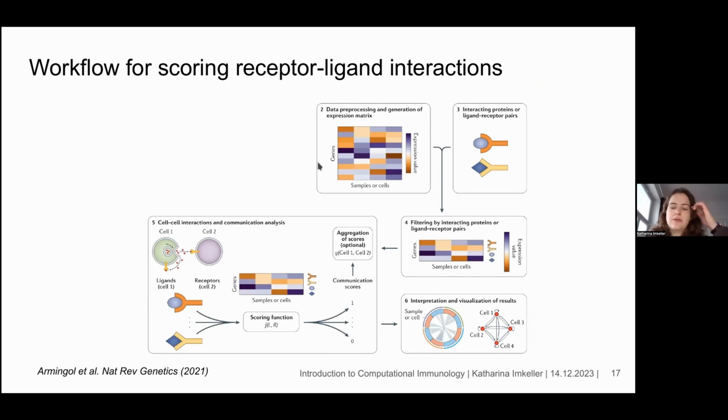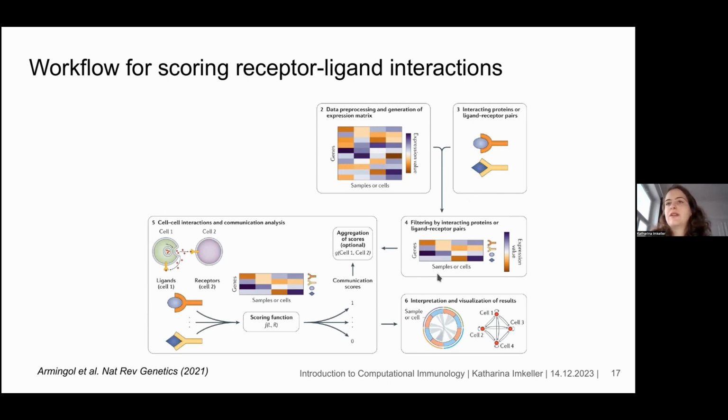In our case, an expression matrix could look like a single-cell expression matrix where each column belongs to one single cell, and the entry in the matrix indicates at which level a particular gene is expressed in a particular cell. So you can combine this expression matrix with the database of receptors and ligands that interact.